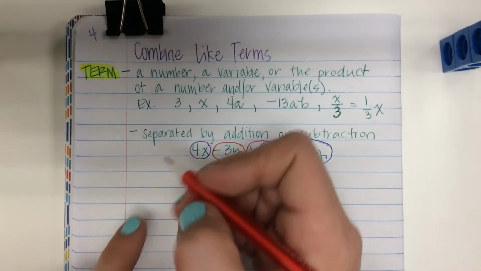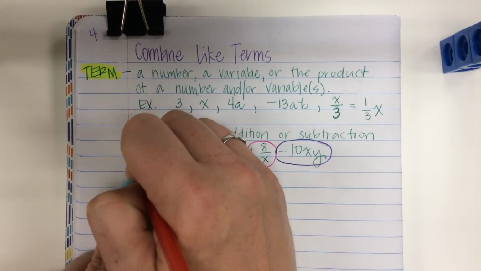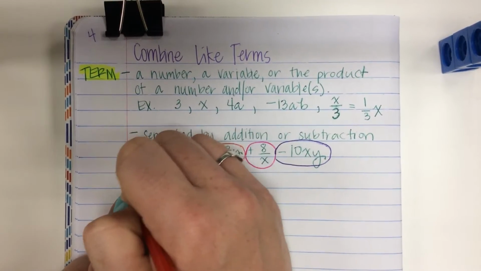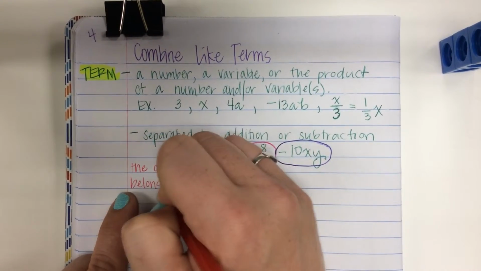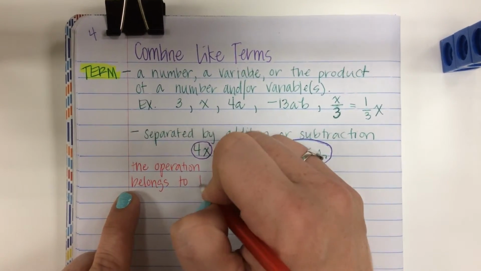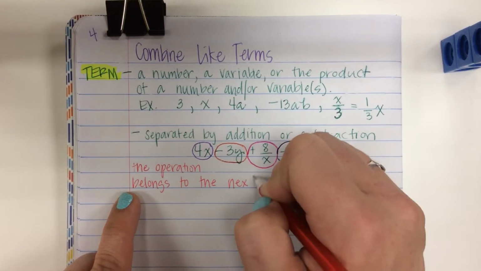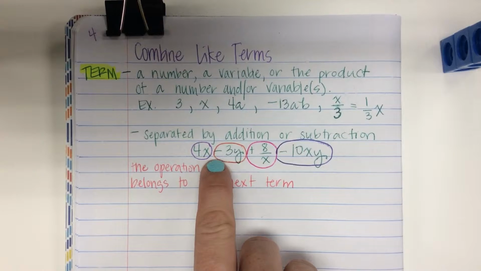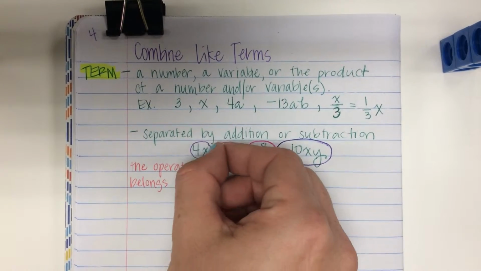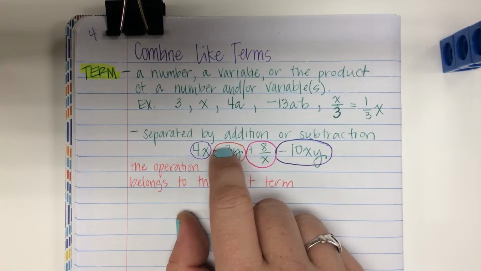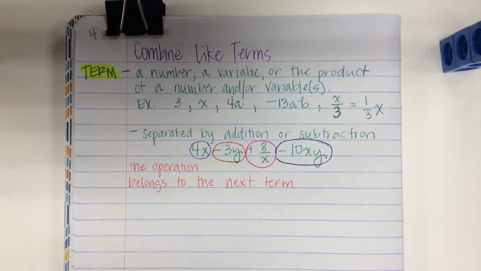And the key thing, don't forget, the operation belongs to the next term. Don't forget that this is really negative 3y. If I picked this up and carried it away, that minus sign travels with that 3y. So it's minus 3y, it's negative 3y. It belongs together.